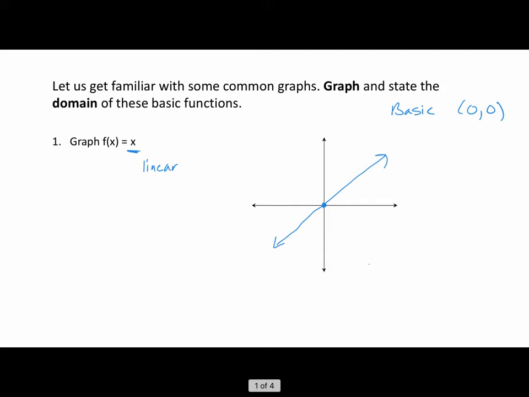So what would the domain be then of this basic linear function? If you look at your x values from left to right, this is continuous everywhere from negative infinity to positive infinity. You can put any real number in for x, and this comes out with a defined number.